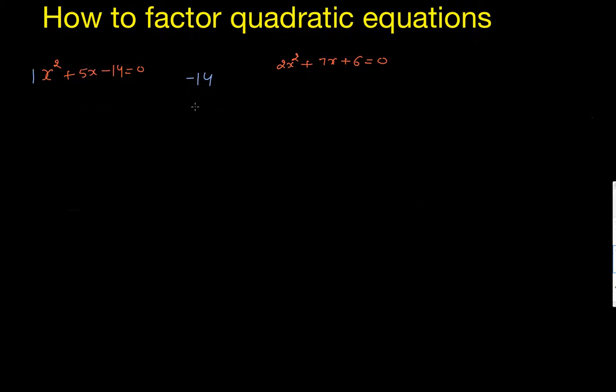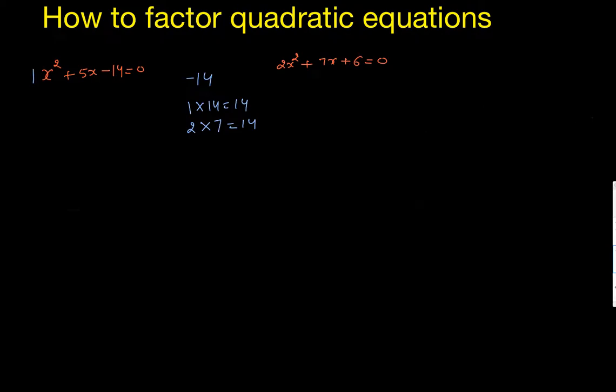So let's try. I'll start with 1 times 14, which gives me 14. If one of them is negative, it will be negative 14, but when we add or subtract, we won't get 5x. Let's try 2. 2 times 7 gives me 14. Yes, I think this will work. If I make the 7 positive and the 2 negative, then 7 minus 2x gives me positive 5x, and when I multiply 7 with negative 2 it gives me negative 14.